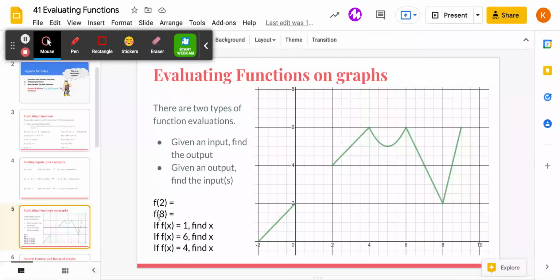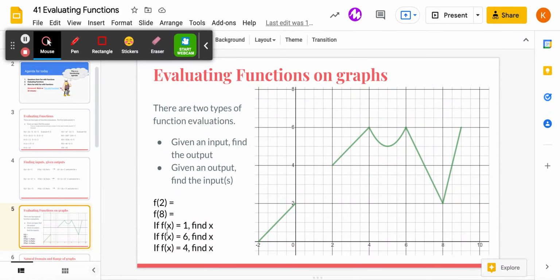Let's try this one. F of 8. That means the input is 8. Our job is to find the output. So I go to the graph, input 8, and it appears right here that the output is 2. The value of y is 2 when the input x is 8. All right, so f of 8 would equal 2.